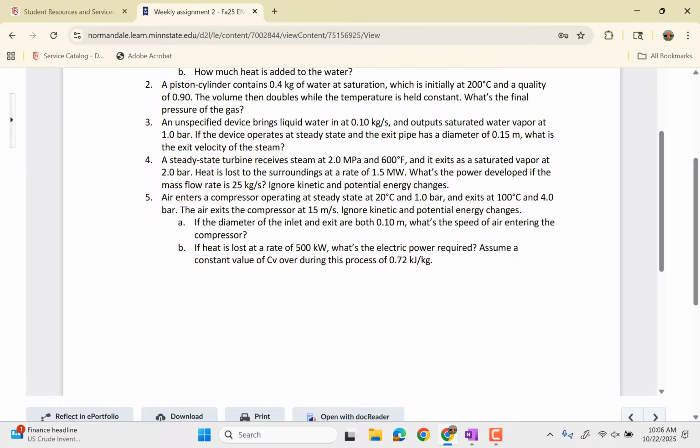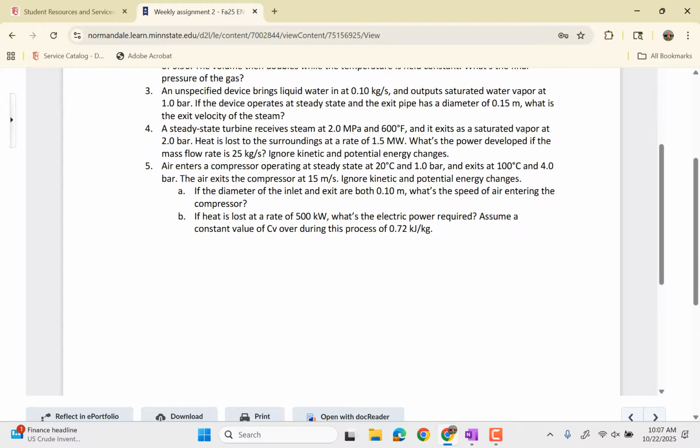Okay, so now you go to the first law for part B, and it gives you that Q dot is negative 500 times 10 to the third watts. And you already have all the other information. The only thing that you don't know there is W dot, and you can calculate that. What I used as a formula: W dot CV is equal to Q dot plus m dot times the difference of specific enthalpies.